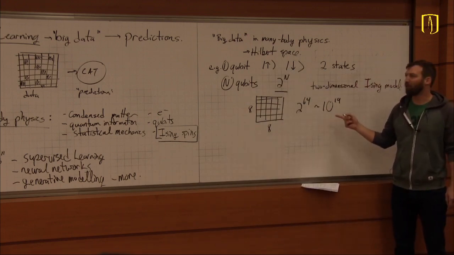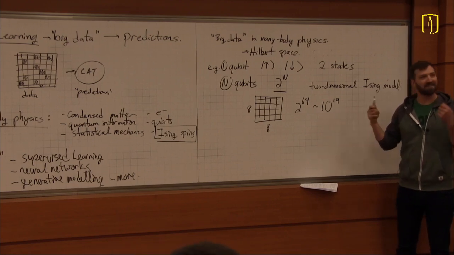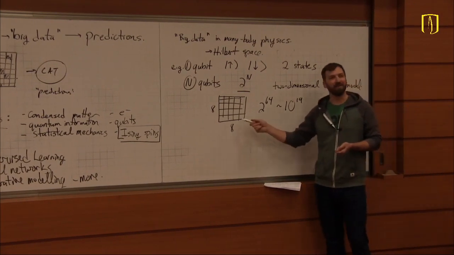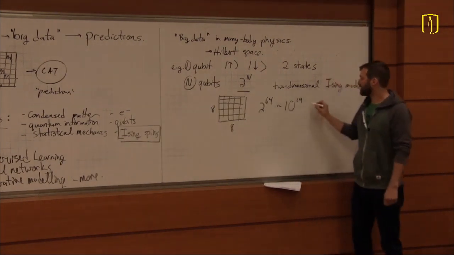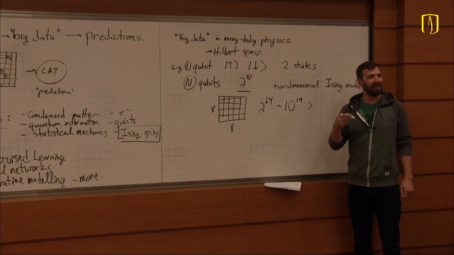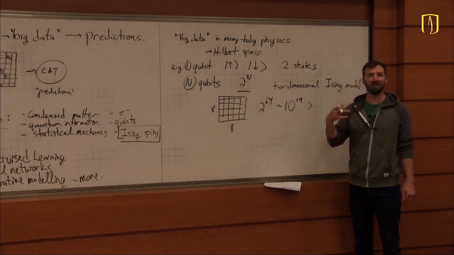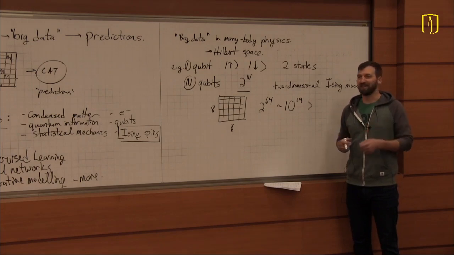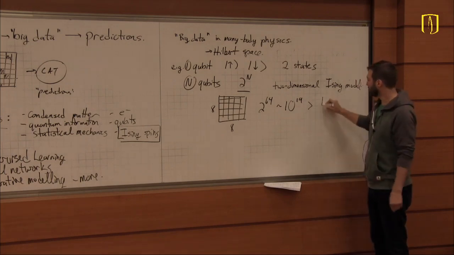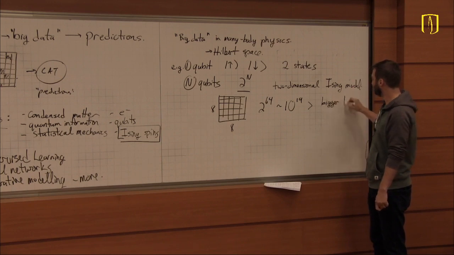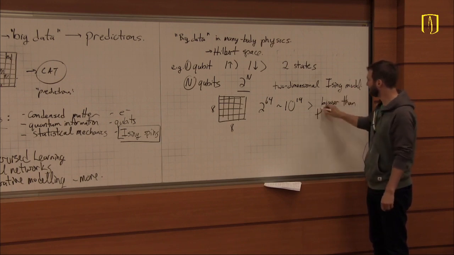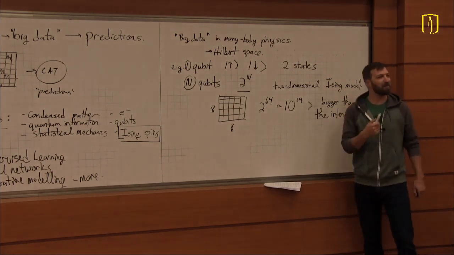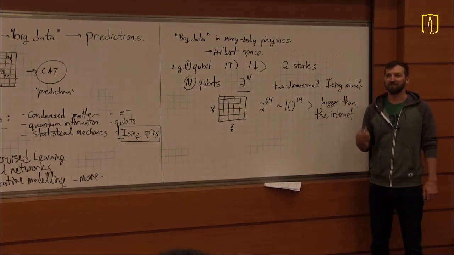If you tried to store that Hilbert space, so the state space of all possible images formed by binary variables on that size of lattice, that number is greater than all the data storage capability of the entire Earth. It's bigger than the entire internet. That includes the surface net and the dark web. So let's just say bigger than the internet. That's what we mean by big data in the context of these many-body systems.